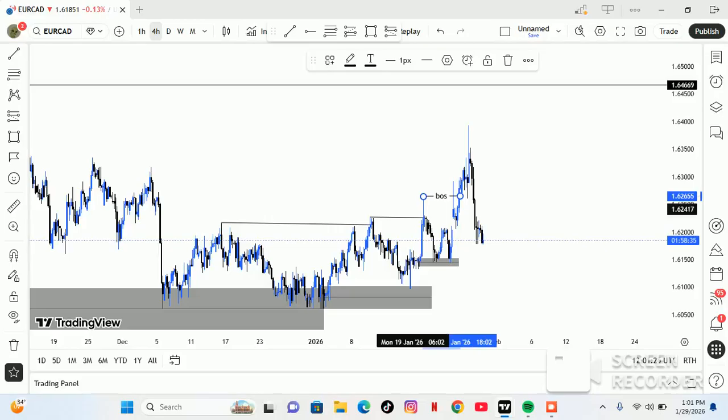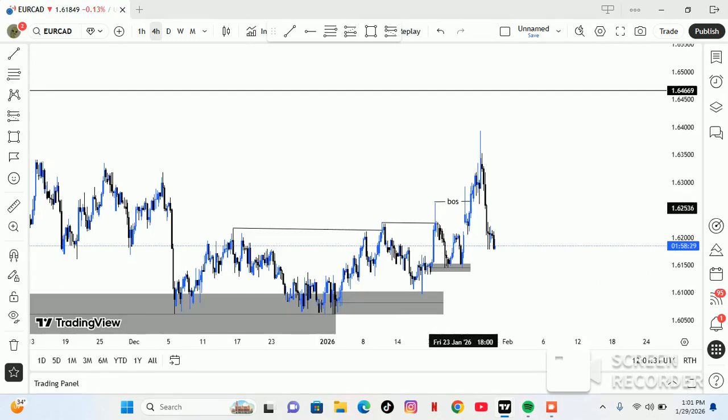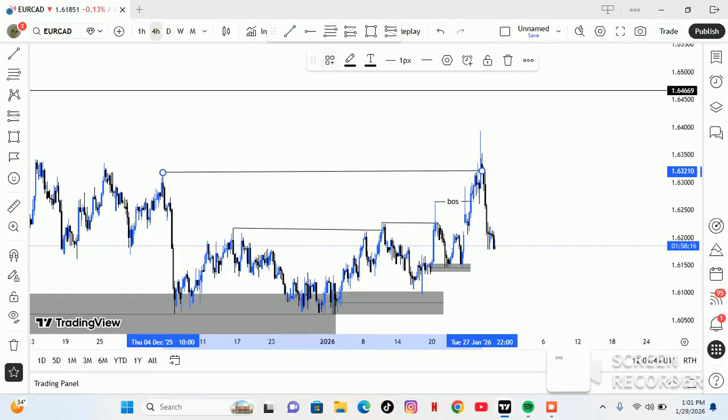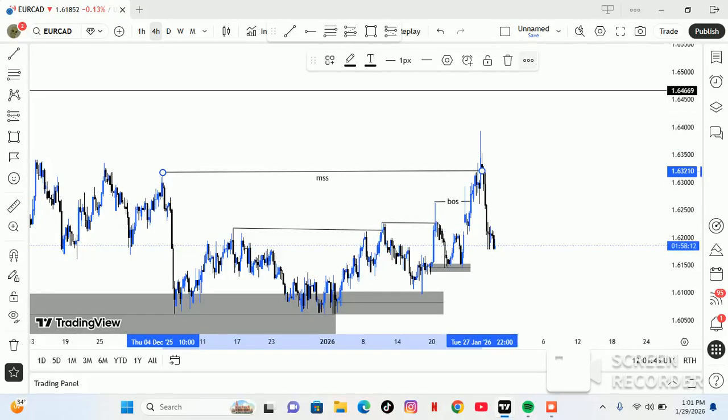It broke this structure. Mind you, it did not break this structure, but it broke this structure on the 4 hours. And this structure also is responsible for the structure shift here on the 4 hours. So we have the 4 hours market structure shift.